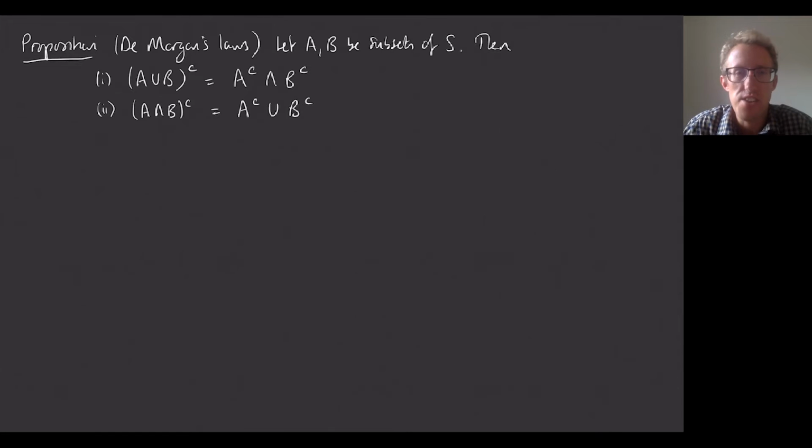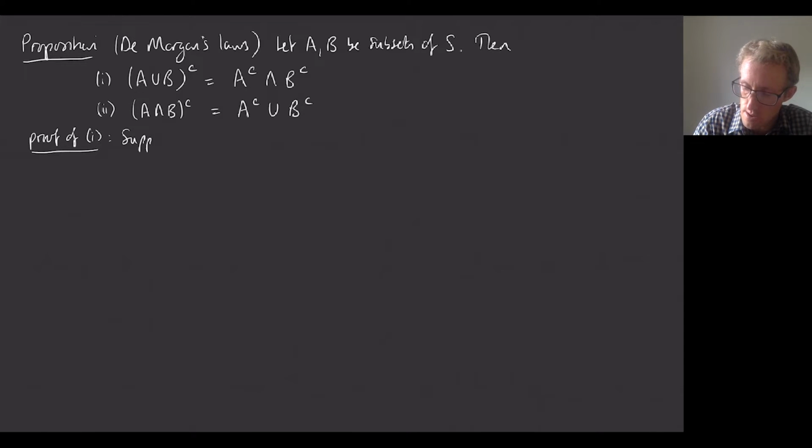So this is kind of telling you that you could take the complement through the brackets, provided that you change the union into an intersection and the intersection into a union. So this is quite an important rule. So let's try and prove it. And again, I'm only going to prove the first one. And we're going to do the same method. So we're going to try and show that the left-hand side is equal to the right-hand side by showing that they're subsets of each other.